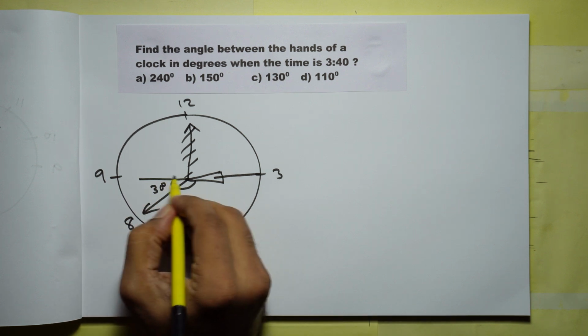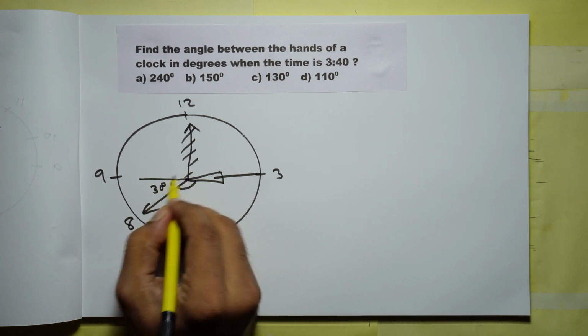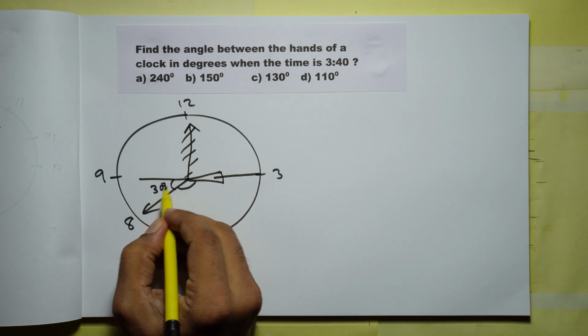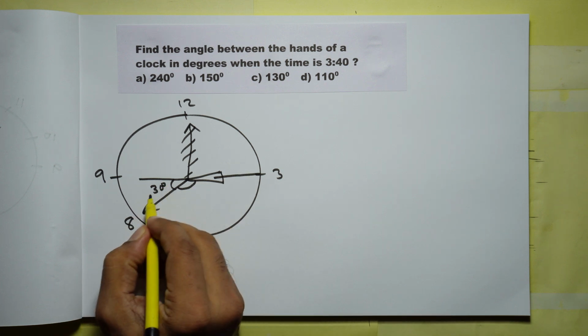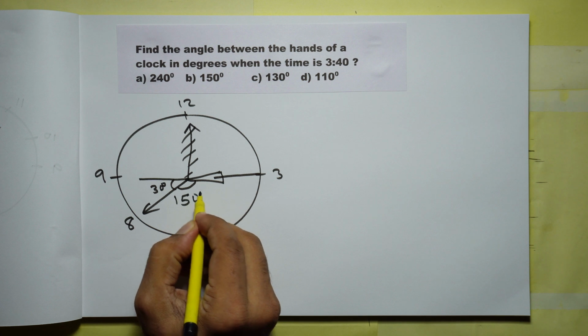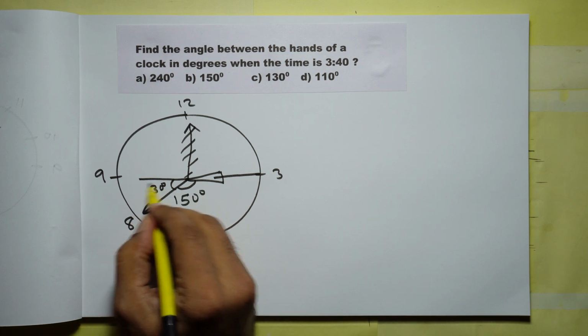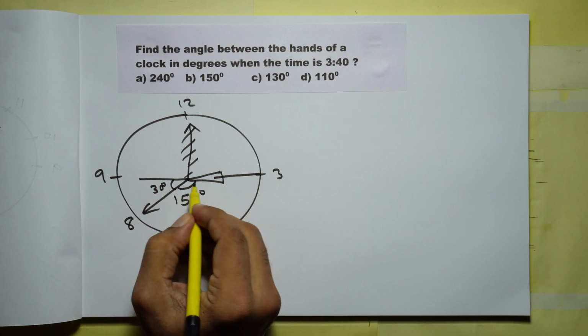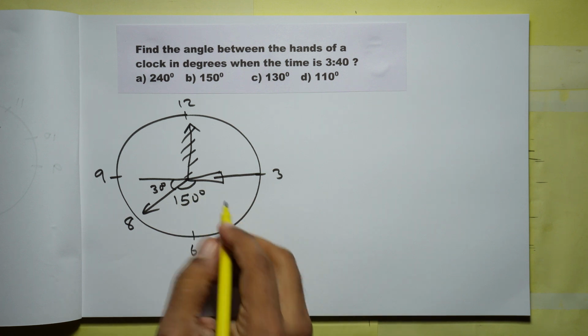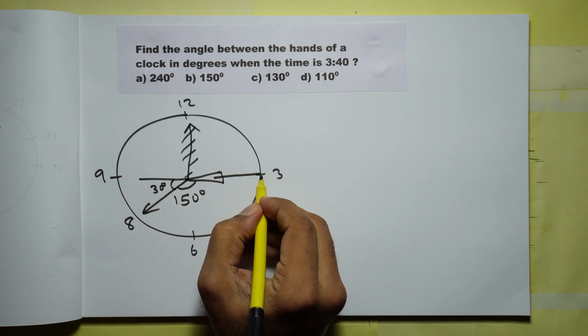This half is 180, the other half is 180, so altogether 360. So this half is 180, already 30 here, so remaining 150. That is 30 plus 150, it will become 180. So this angle will be 150 degrees provided the hour hand is fixed here.